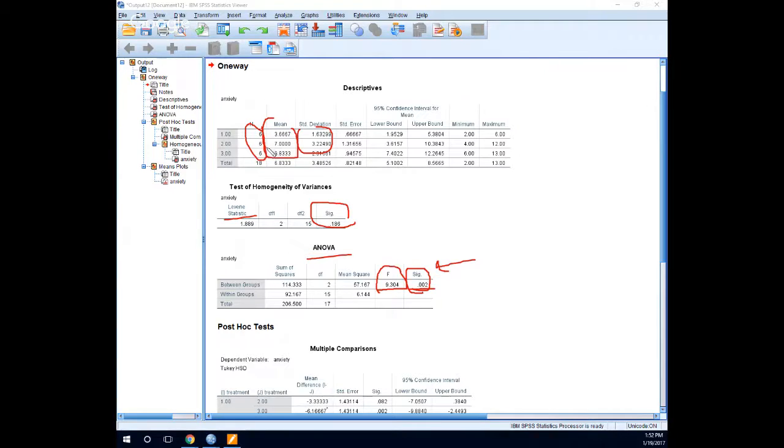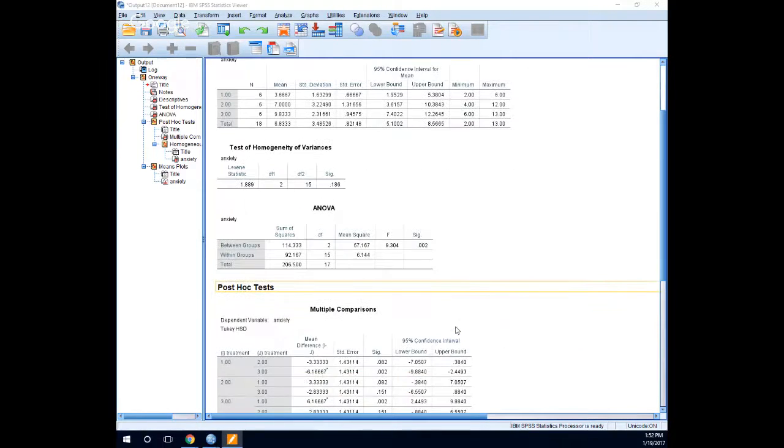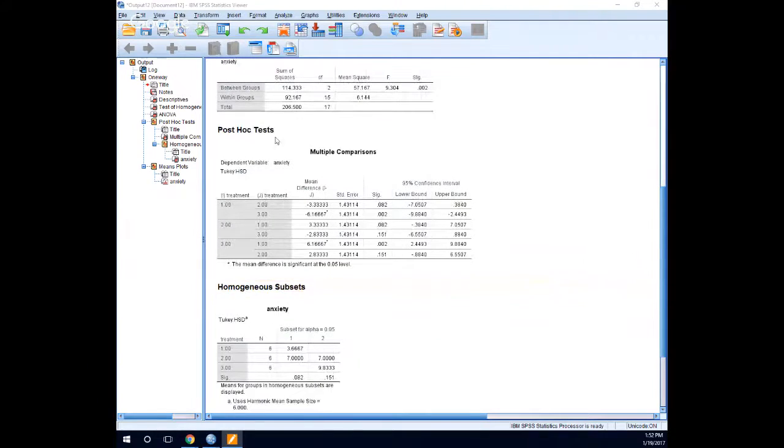In other words, we would interpret these results to mean that we can infer that within the population there's significant variation in the means, or another way of putting it is that the groups are not all equal when it comes to anxiety scores or anxiety levels. So at any rate, we'll now scroll down to the main part here, which is post-hoc tests.